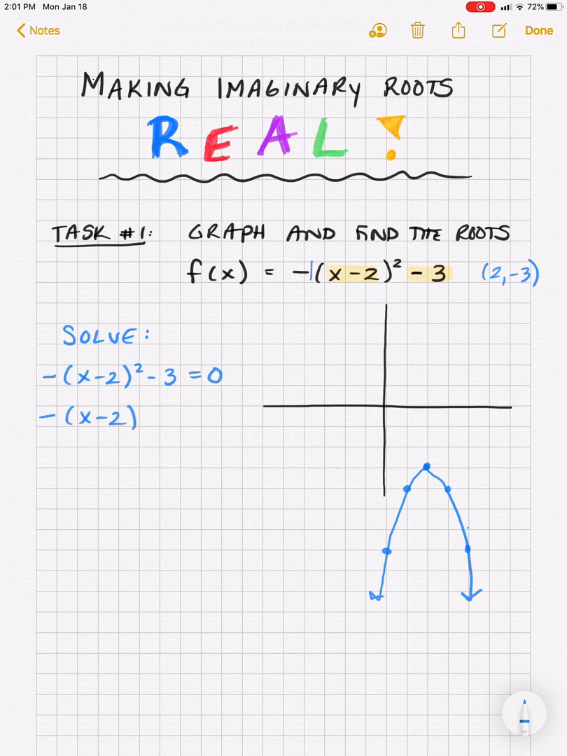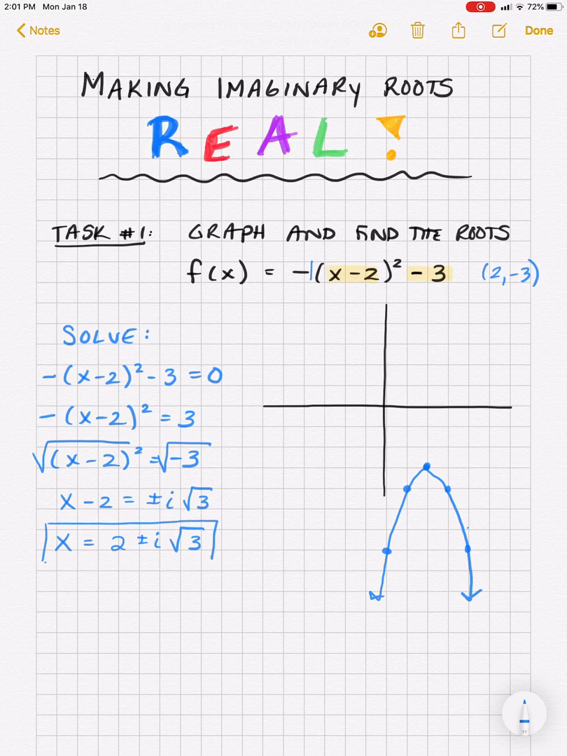Okay, so we are going to add 3 and then divide by the negative 1, and then you can see when we square root both sides, that is where we're getting the imaginary roots because we're square rooting a negative. So it's going to be plus or minus i square root of 3. All right, so the roots are 2 plus or minus i square root of 3. Now, let's just go ahead and kind of leave that there. So we've got a visual of the graph. We can see that we've got the exact imaginary roots.